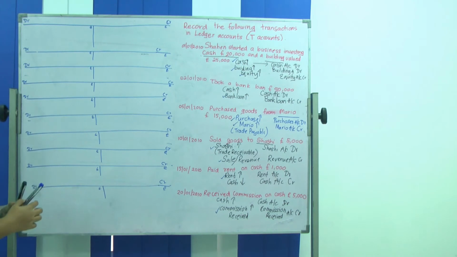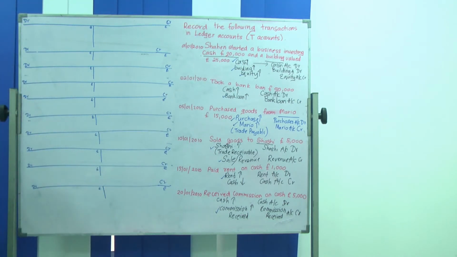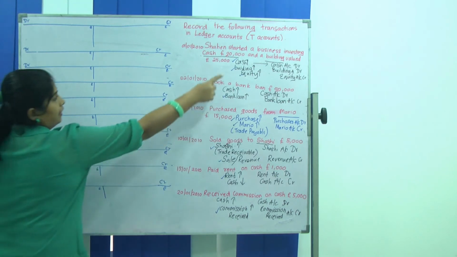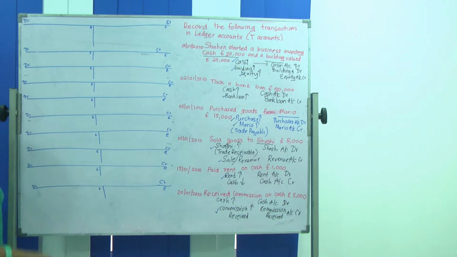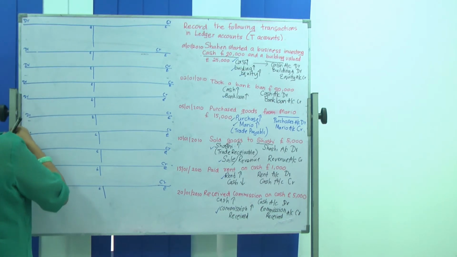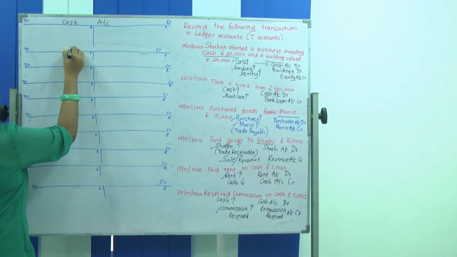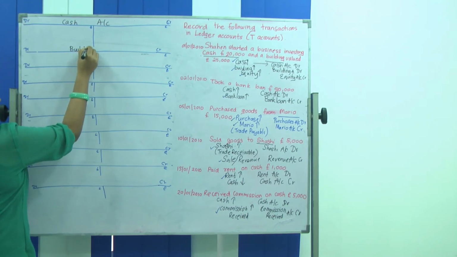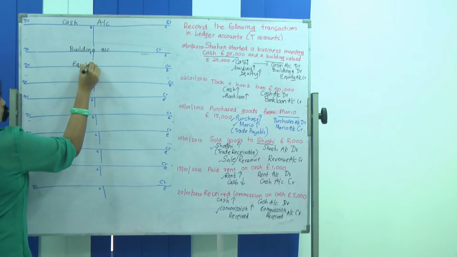Now I'll teach you how to record them. First, Shaheen started a business investing cash 20,000 and a building valued at 25,000. So what happens? Cash increases, building increases and equity increases as well. So it should be recorded in 3 T accounts. One is the cash account, the other one is the building account, and the other one is the equity account.